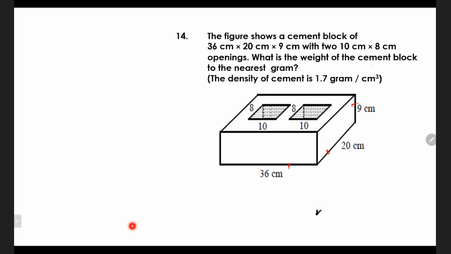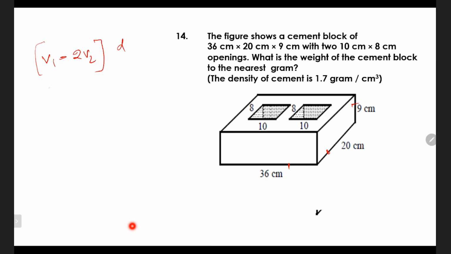So what is the weight of the cement block to the nearest gram? So what should we do? Volume 1 minus 2 times volume 2, into the density.